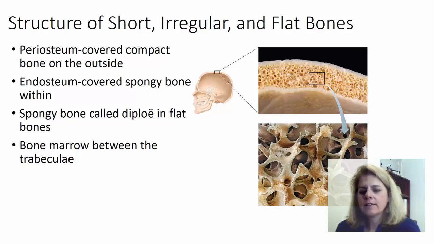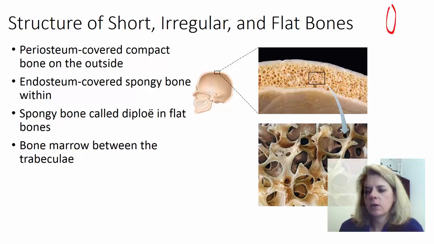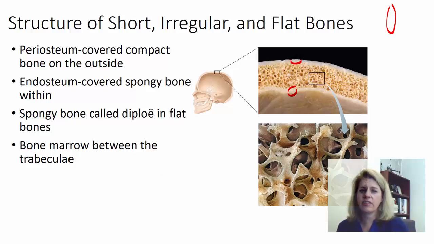All right, so when you're looking at short, irregular, and flat bones, so we just talked about long bone. What's the difference between the long bone and the short, flat, and irregular? You still have compact bone on the outside, but it's a thin layer. When you look at long bones, they've got a pretty thick layer of compact bone because a lot of these long bones are weight bearing. Think about your femur and your tibia. And if you're a four-legged animal, then your humerus and your radius and ulna would also be weight bearing.